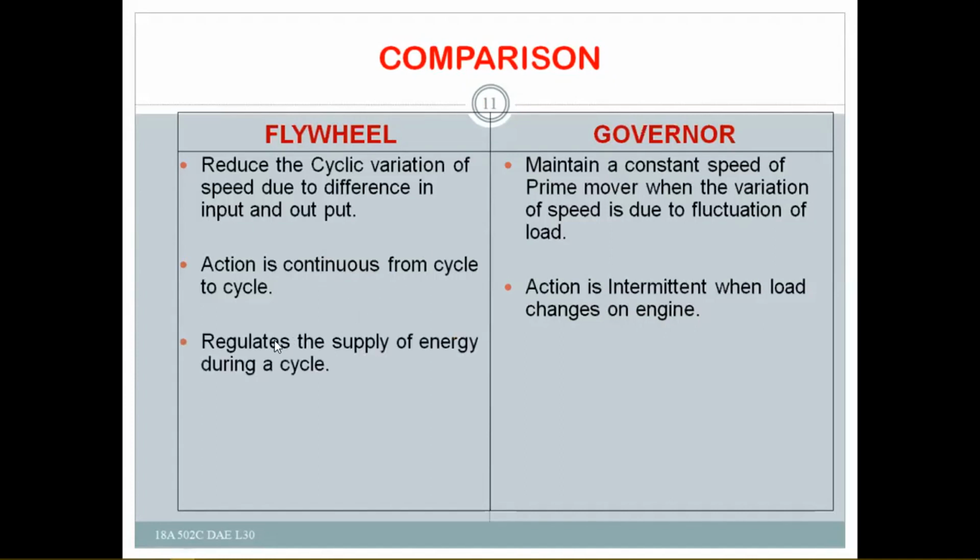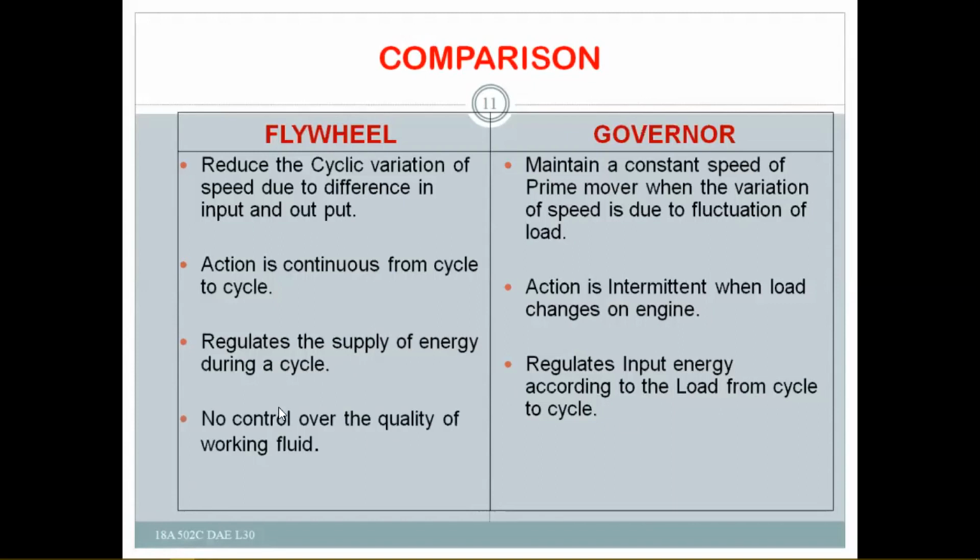Next, the flywheel regulates the supply of energy during the cycle, whereas the governor regulates the input energy. The flywheel is storing the energy and regulating the supply to the other periods of time. Whenever the energy is not available, it supplies as per the requirement. Whereas the governor, according to the loading conditions, changes the input energy. That means it regulates input energy according to the load from cycle to cycle. That is the difference.